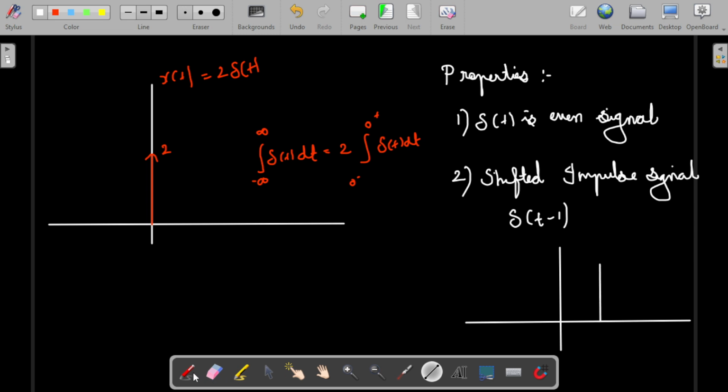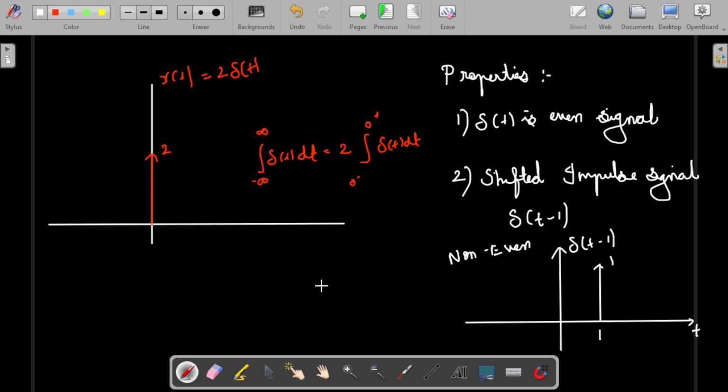So everything will remain as it is. This is 1, so this value will be 1, this is t. Okay, so this graph is del of t minus 1. This is just a time shifted version. Now this will not be even. If we have shifted, this is a non-even function. So only the non-shifted impulse function is an even function. So this is very important, guys.